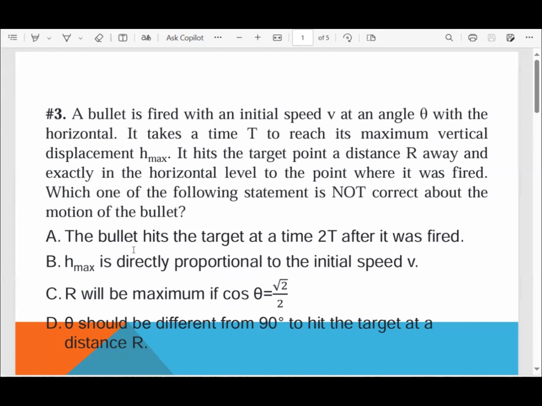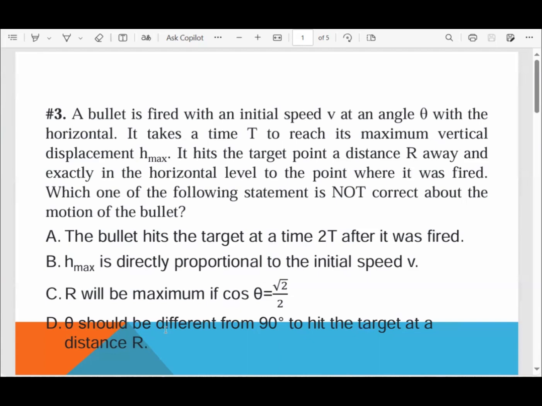A. The bullet hits the target at a time 2t after it was fired. B. Hmax is directly proportional to the initial speed v. C. R will be maximum if cos theta equals radical 2 over 2. D. Theta should be different from 90 degrees to hit the target at a distance r.